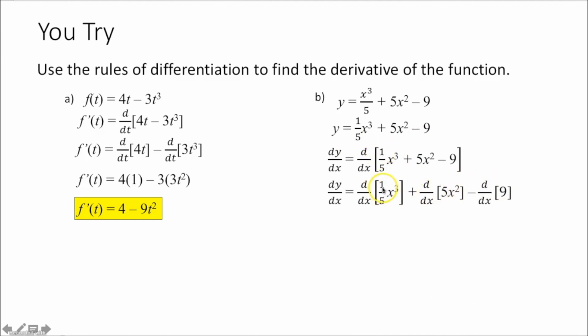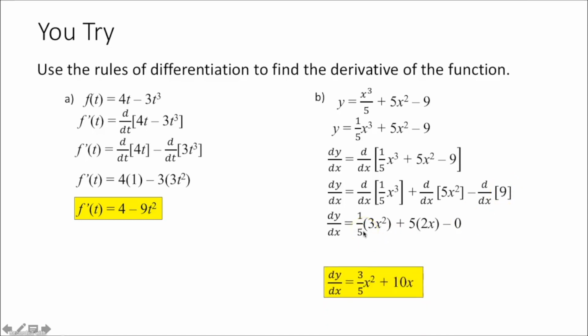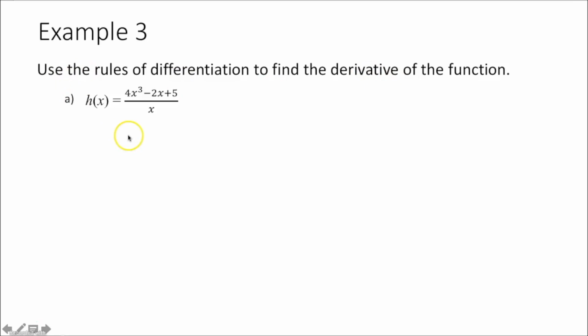Here, this requires the constant multiple rule because I have 1/5. So I'm going to take the derivative of x cubed using the power rule. And that's going to be 3x squared and then multiply it by 1/5. I am using the constant multiple rule because I have this 5. So I'm going to take the derivative of x squared using the power rule. So that's going to be 2x to the first power and then multiply it by 5. Here, the derivative of 9 we know is just 0 because derivative of a constant is going to be 0. I can then simplify this by multiplying our constants that were out front and I get our derivative of the given function up here.